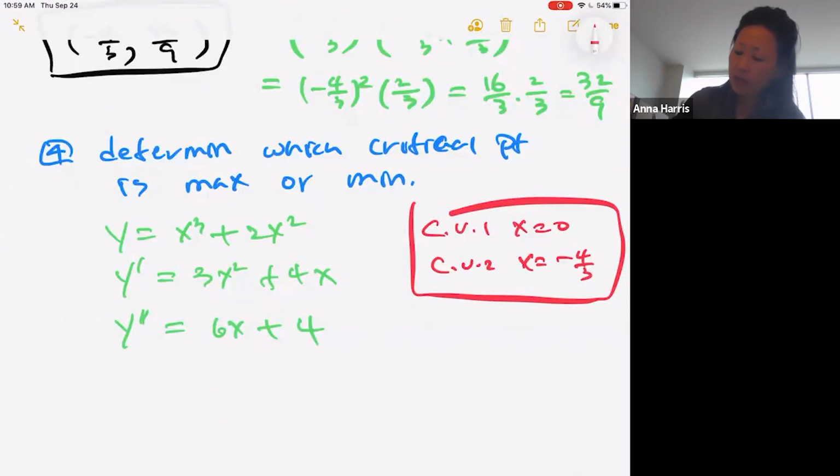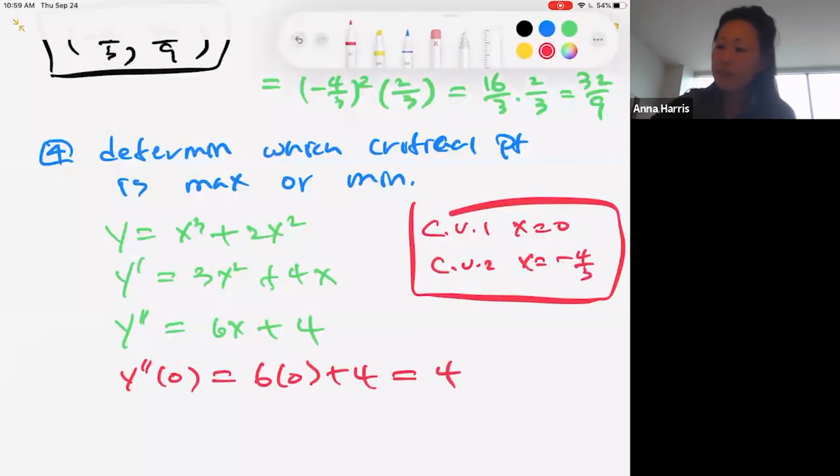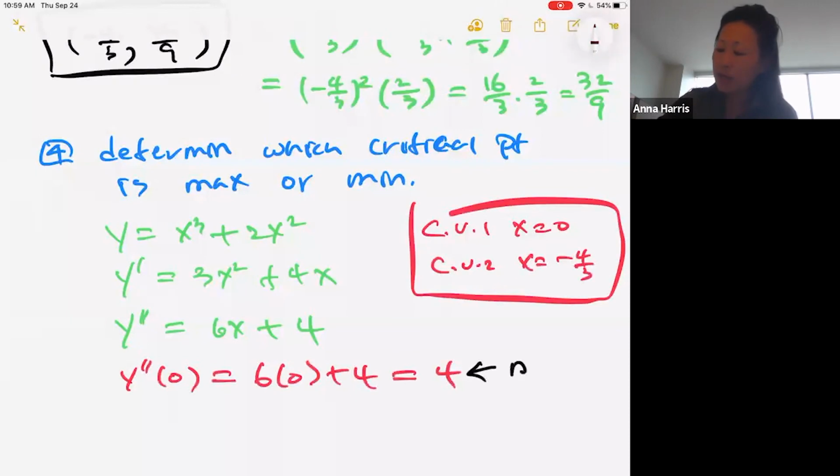So let's plug in the first one, y double prime at 0, which gives me 6 times 0 plus 4, which gives me 4. Since this is positive, I know I will have a what? Minimum.